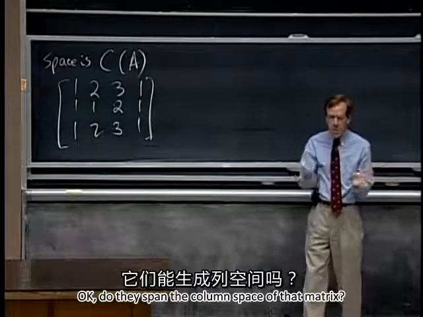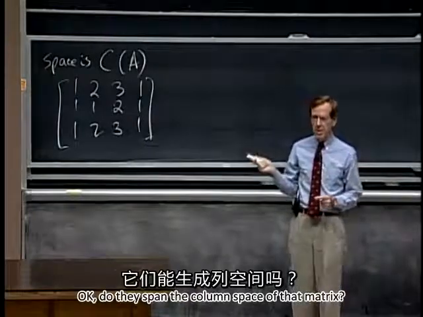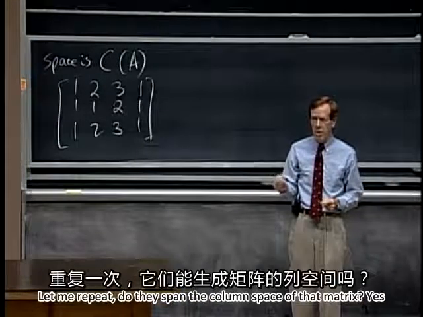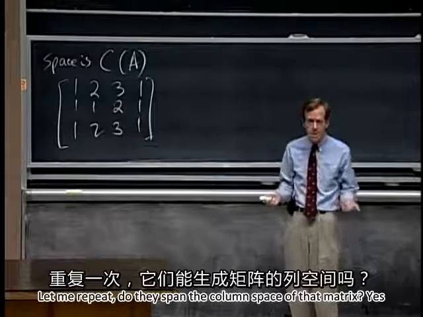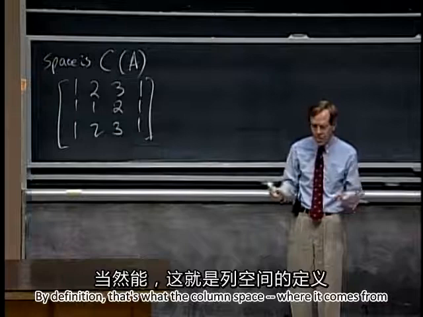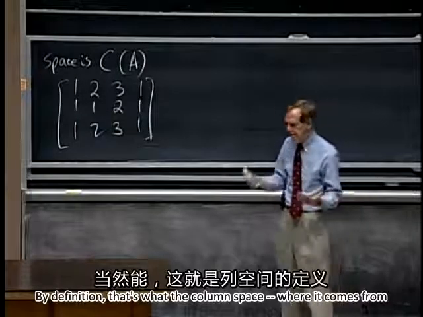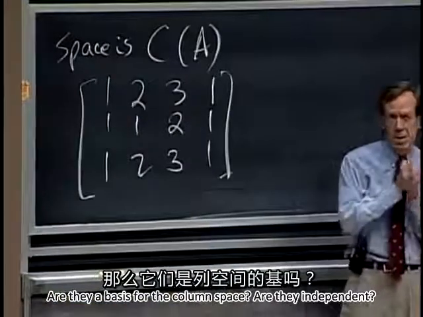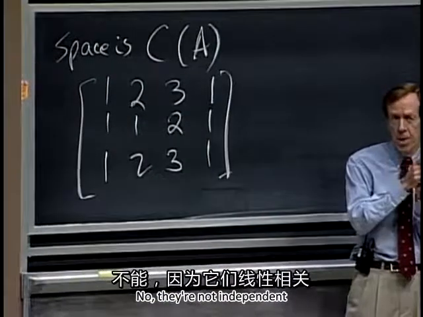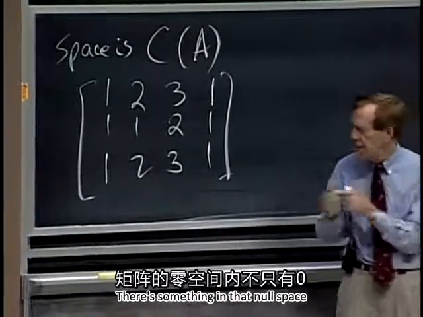Okay, do they span the column space of that matrix? Let me repeat. Do they span the column space of that matrix? Yes. By definition, that's where the column space comes from. Are they a basis for the column space? Are they independent? No, they're not independent. There's something in that null space.